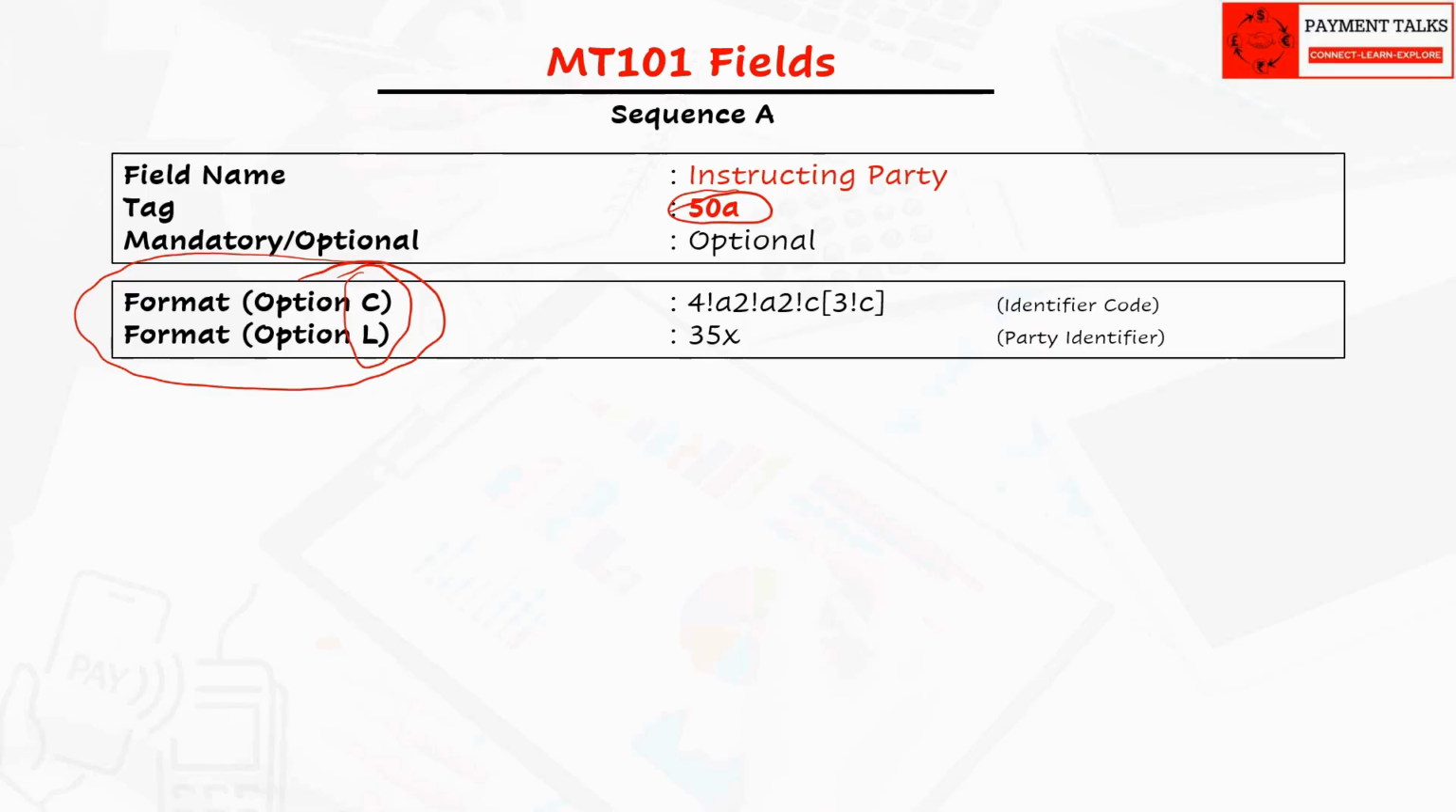The same tag 50 when using letter options F, G and H becomes debtor. Confusing, right? That's how MT messages are designed. In ISO, these letter options are removed and each of these variations are given separate XML fields. In this case, initiating party and debtor separately.